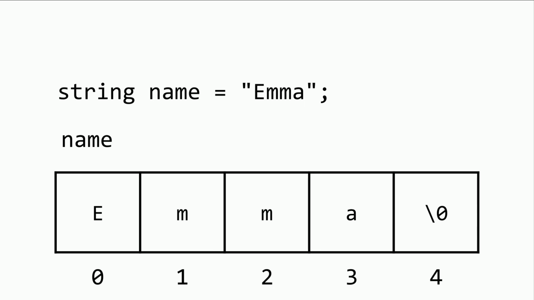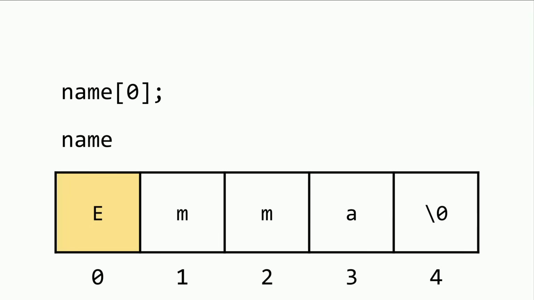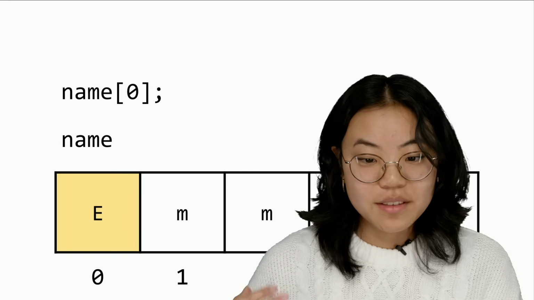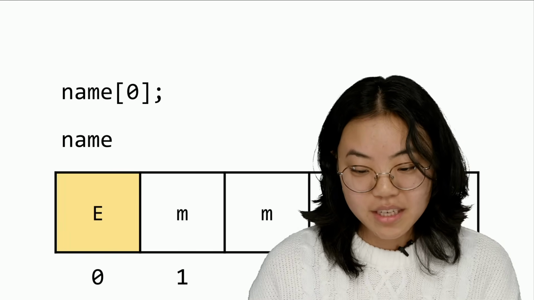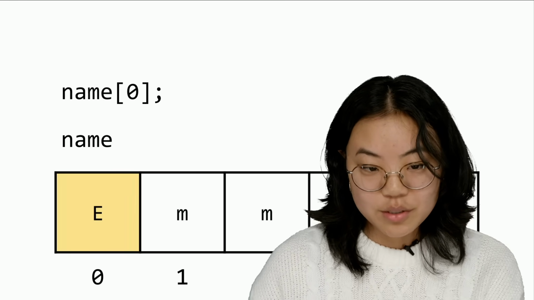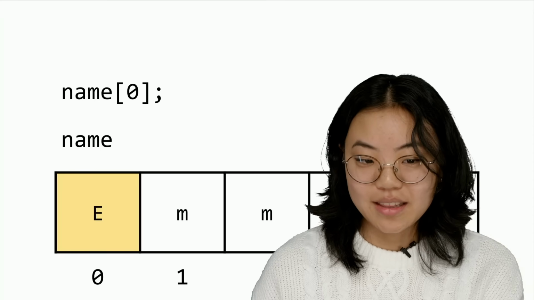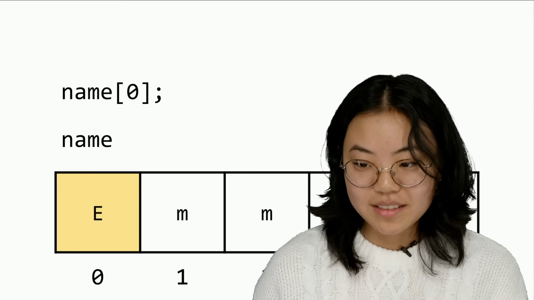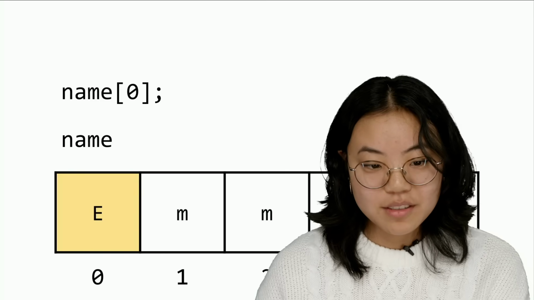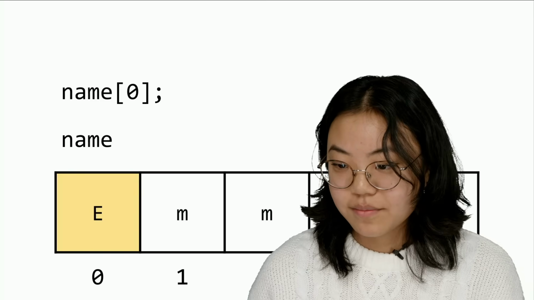So in the same way that strings are arrays, just like arrays, we can index into them to get certain characters. If I wanted to get specifically the first letter of this string, I can use the same square bracket notation to index and get the 0th index. So in this case, name square bracket 0 would get us E.